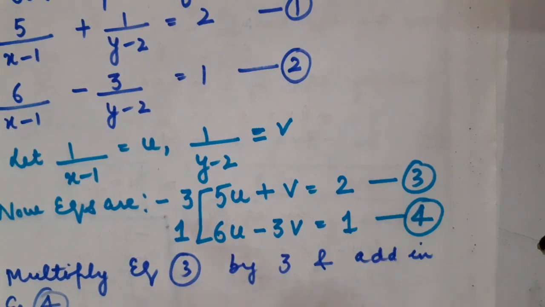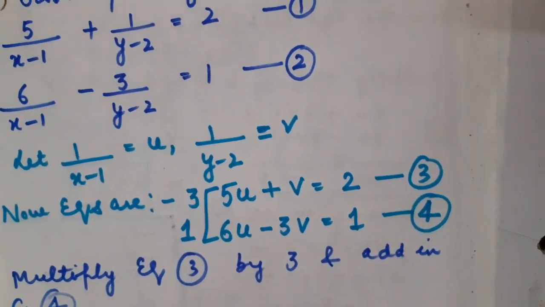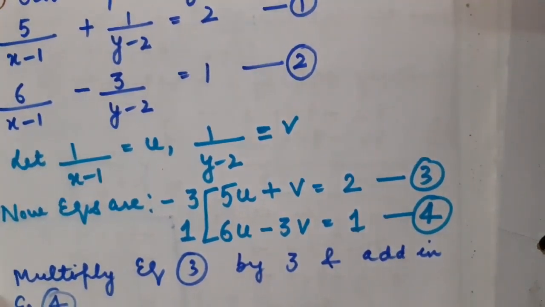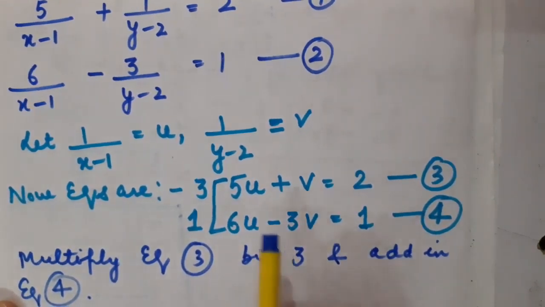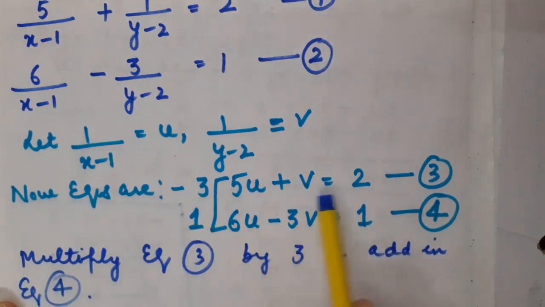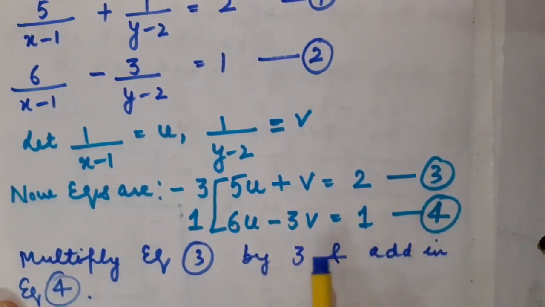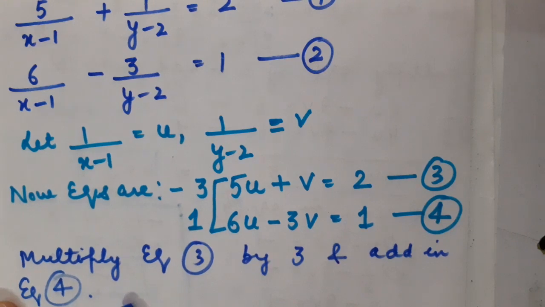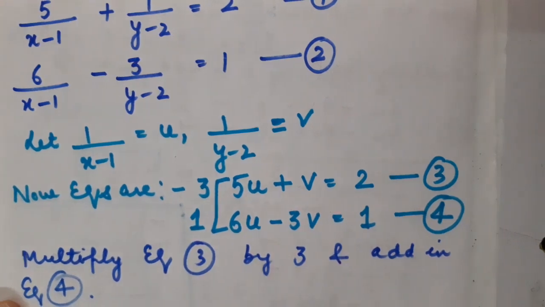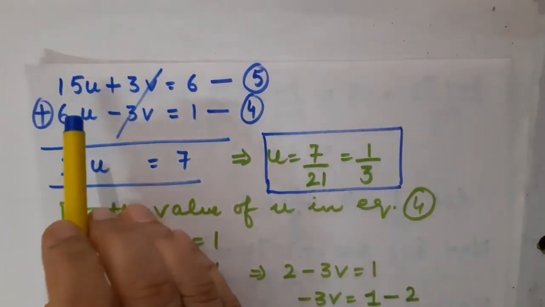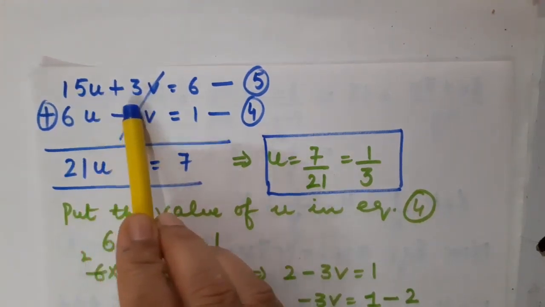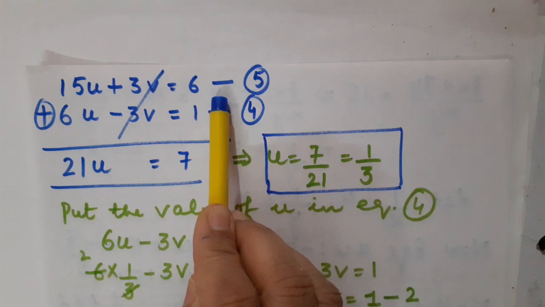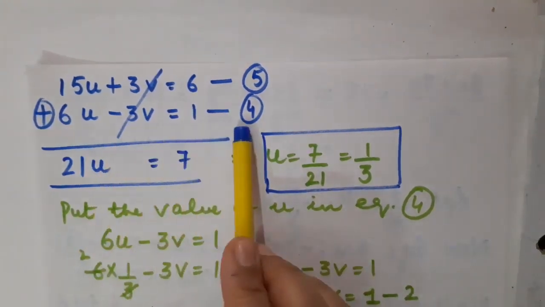Again children, you have got the generalized form of the equation. So what is to be done? Definitely you can adopt any of the methods. I am going to adopt the elimination method. What is to be done for that? I am going to multiply equation number 3 by 3 and add it to equation number 4. Clear? After multiplying equation number 3 by 3, children, I have got 15u plus 3v is equal to 6. And equation number 4 will be written as it is.